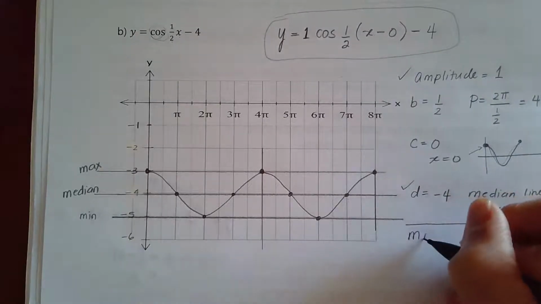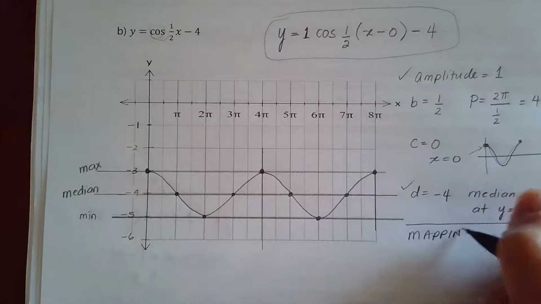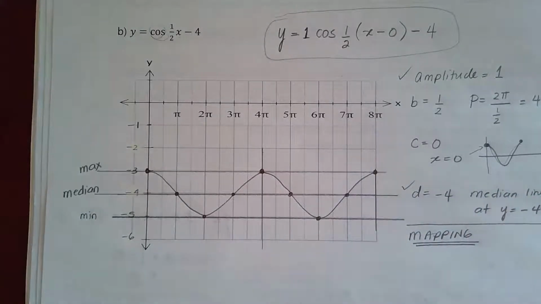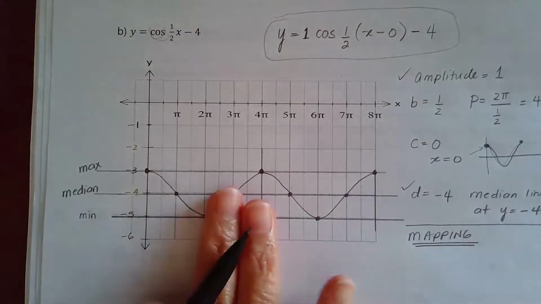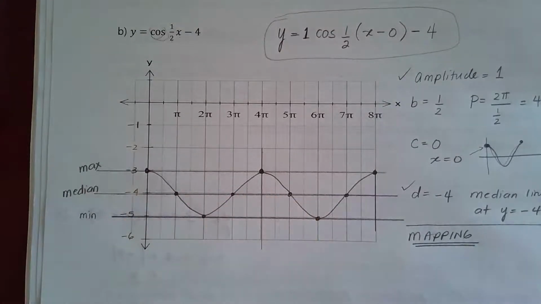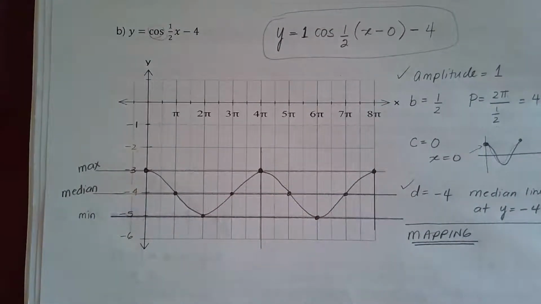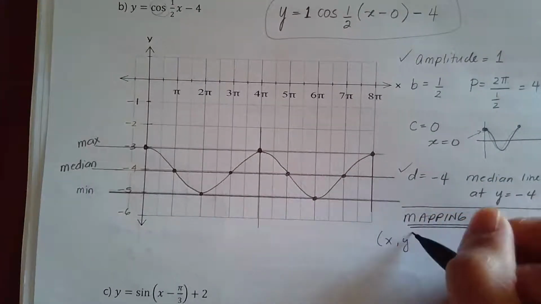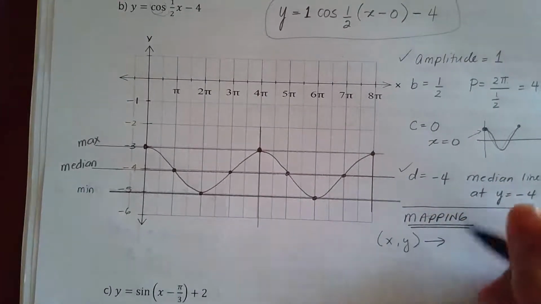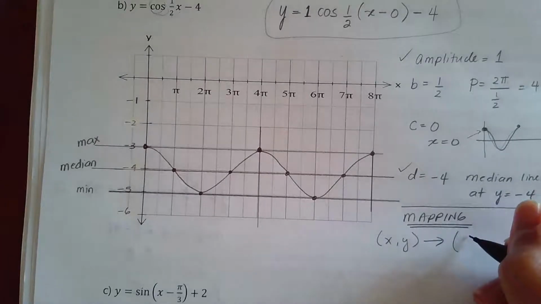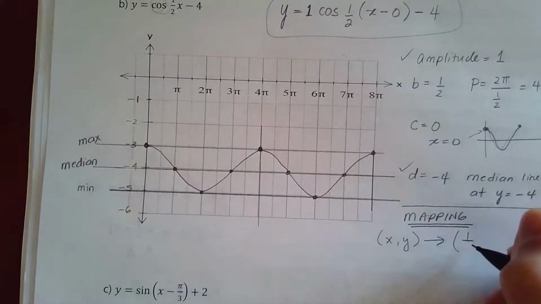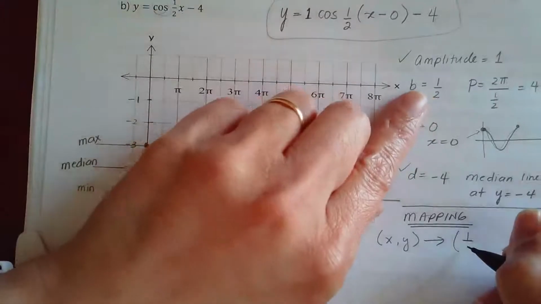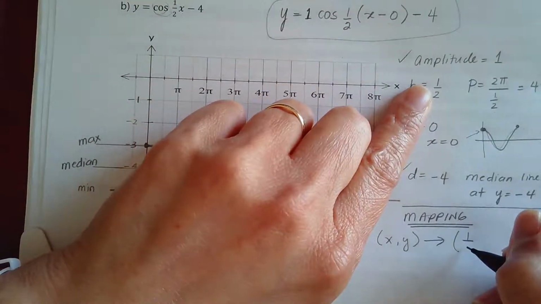Okay, so I'm going to try the strategy of mapping. So what if we do mapping? Some people might like the strategy, and that's perfectly fine. Some people would prefer the mapping. That's perfectly fine as well. So our mapping would be x, y, and it's going to be 1 over b. So b is a half.